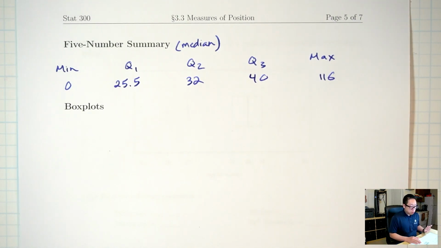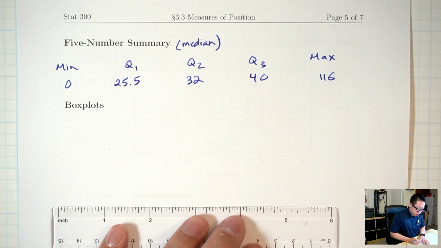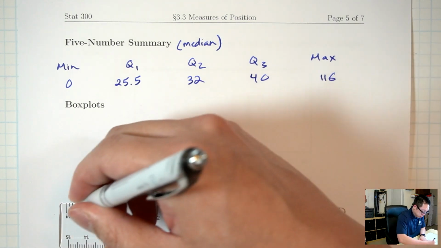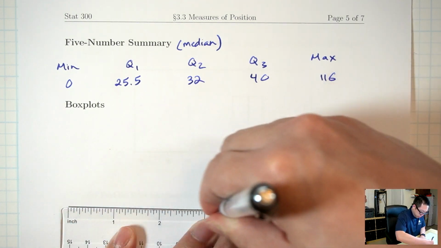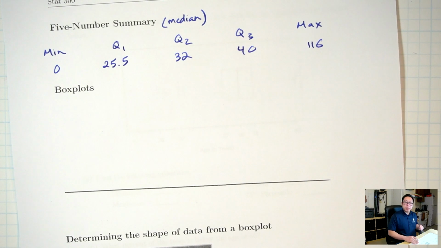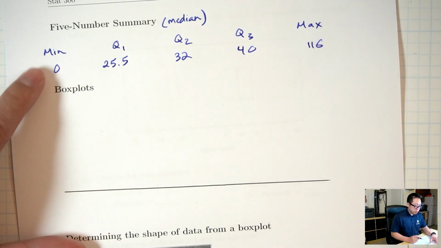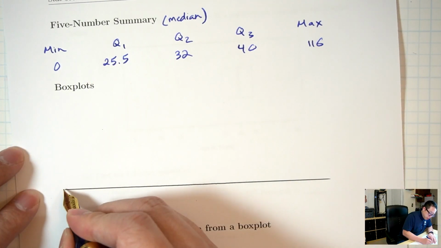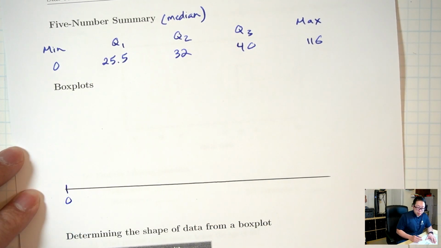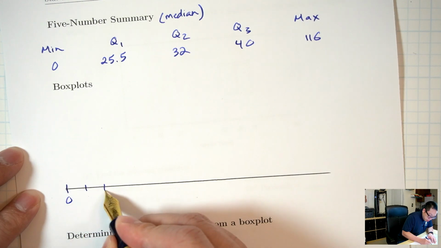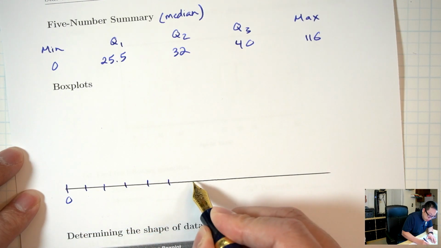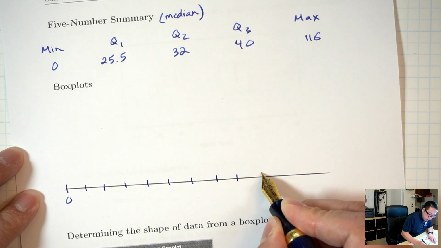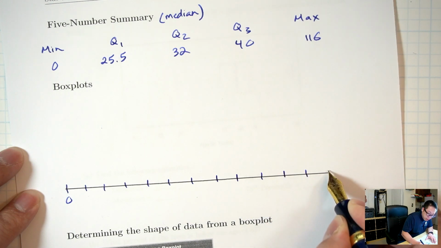Now, the graph that goes with the 5-number summary is called a box plot. Okay, so let's draw a box plot. Let me first draw my x-axis. Okay, so for my x-axis, I need to go from 0 all the way up to the max. So 0 all the way up to 116. I think I'll count by tens. 10, 20, 30, 40, 50, 60, 70, 80, 90, 100, 110, 120.